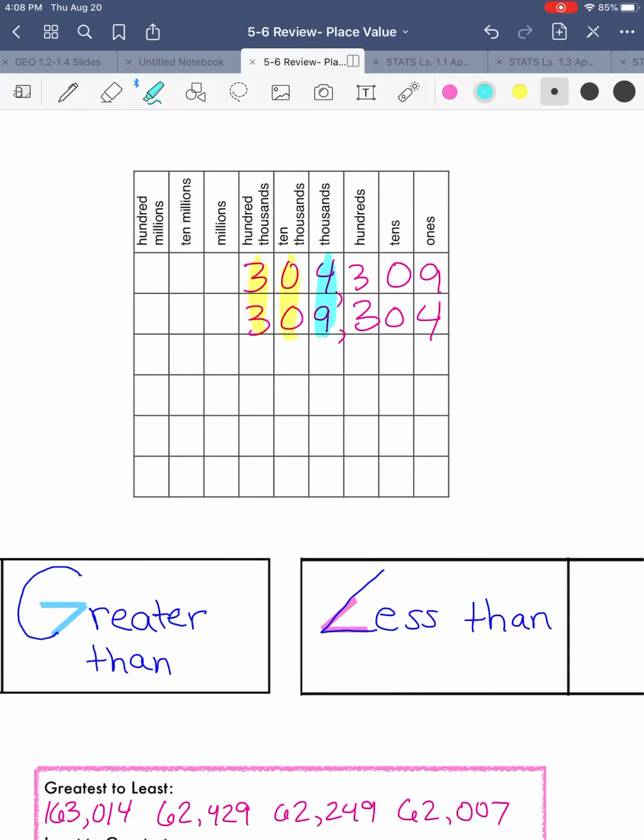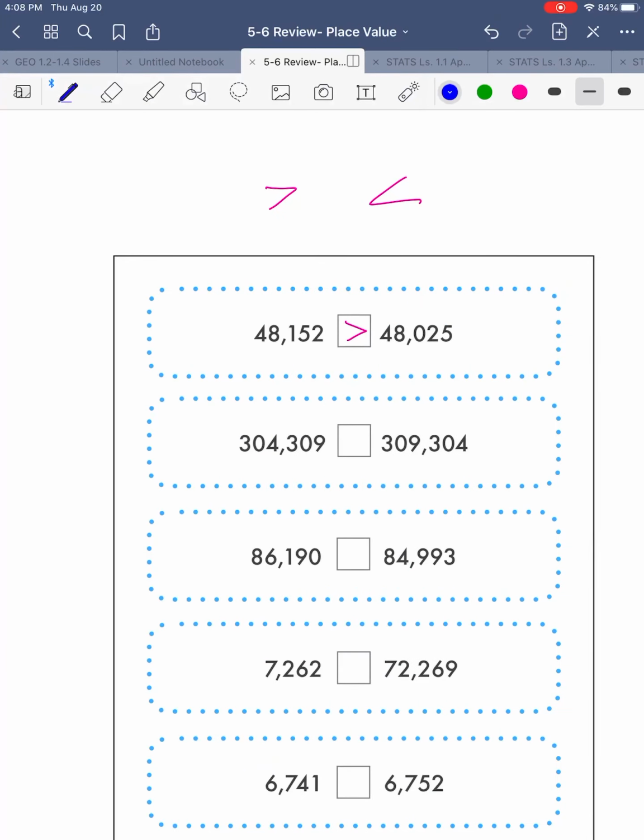Right here, the numbers are not the same anymore. How does this compare to this? Is 4 greater than 9 or is 4 less than 9? Well, you should know that 4 is less than 9. So which symbol represents less than?